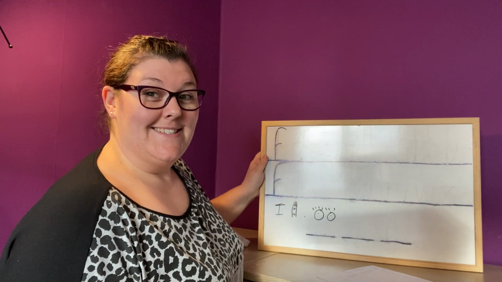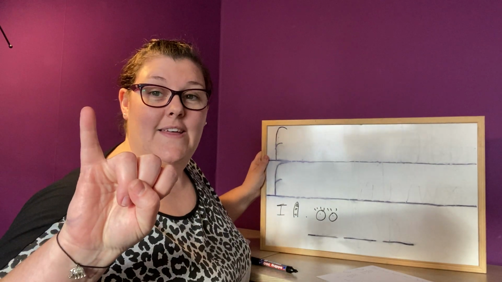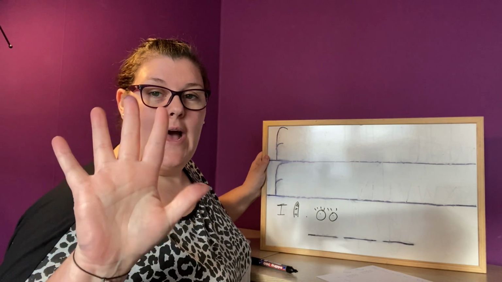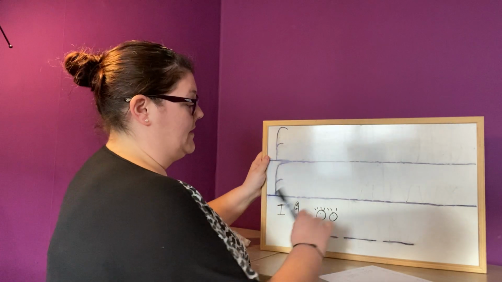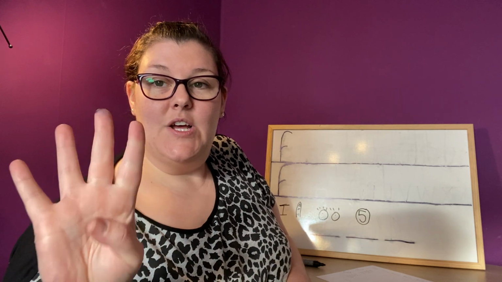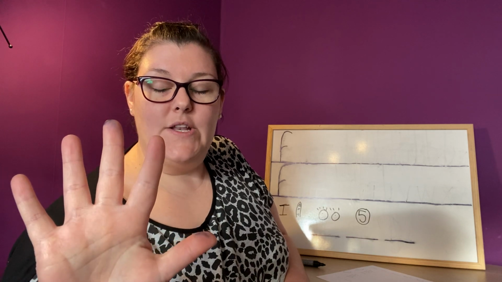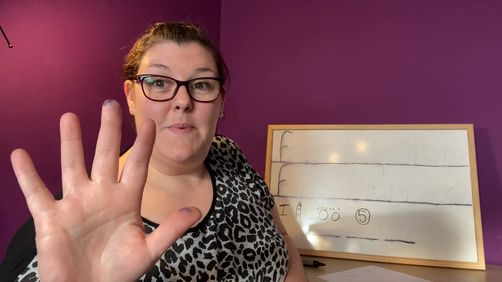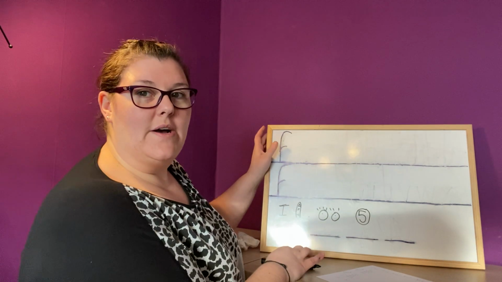Are you ready for today's sentence? Okay. I will tell Jeff off. How many words in our sentence? Five. Well done. Five words we need to make sure we've got. So, I will tell Jeff off. Can you say it in a squeaky voice for me? I will tell Jeff off. Can you whisper the sentence to me? I will tell Jeff off. Well done.